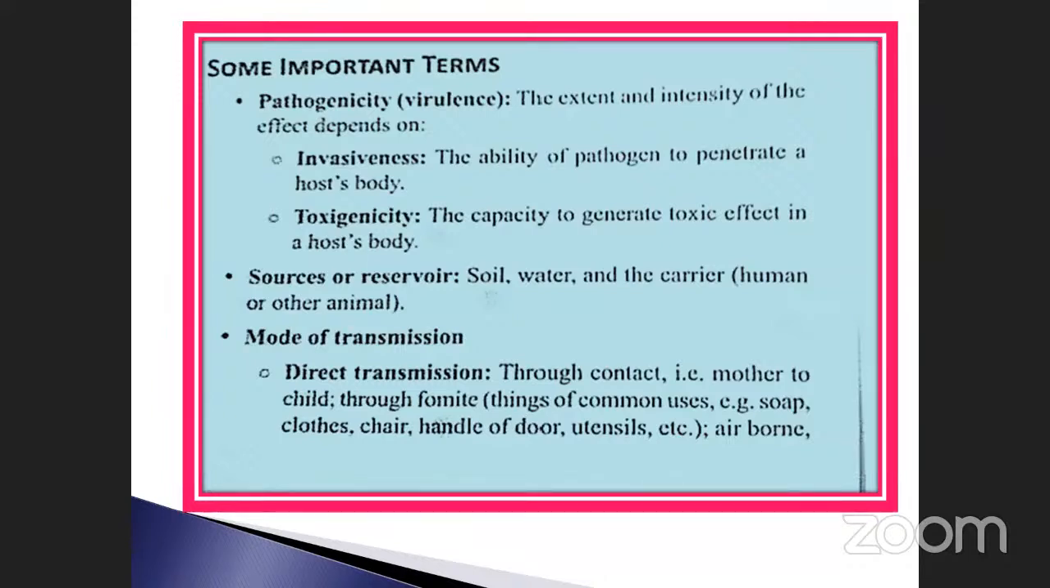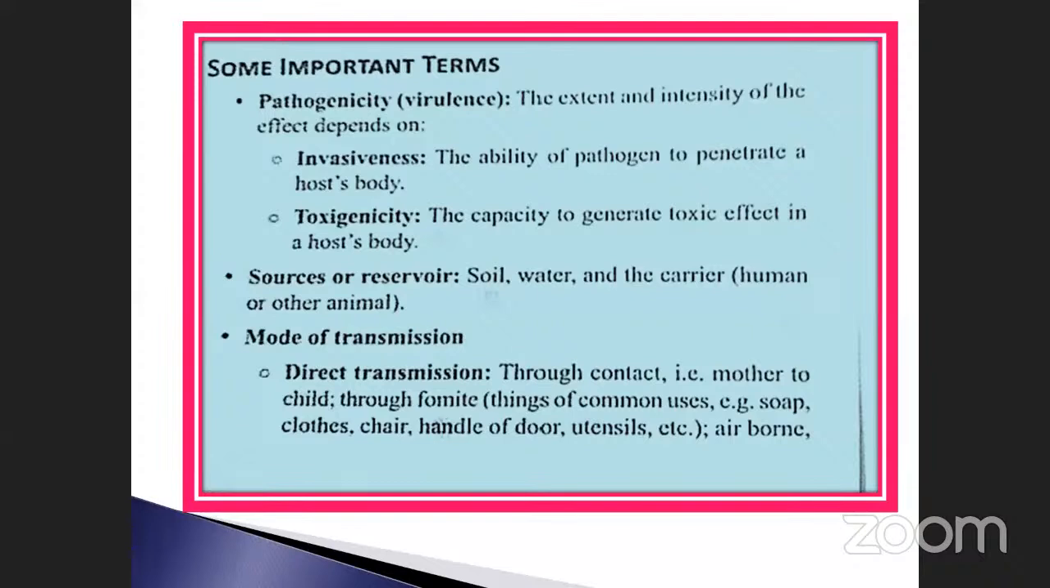Toxigenicity is nothing but generating some type of toxic substances, the protein molecules or some other endotoxin or exotoxin, depending upon their production. And sources or reservoir: how will it be spread? There are so many things, but particularly soil, water, and also the main carrier of this pathogenicity, otherwise called virulence.